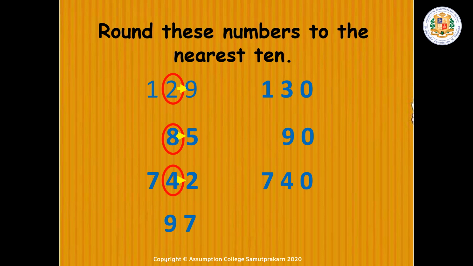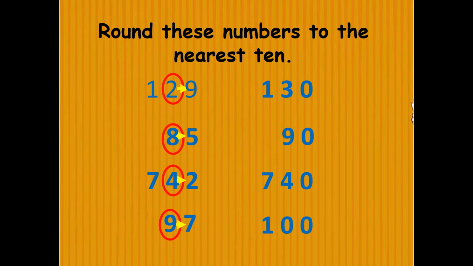Next, the last example, 97. Circle digit 9 and digit 7 is in the ones place. Think, 7, is it round up or round down? Round up. That means you will choose between 90 or 100. And the answer is 100.